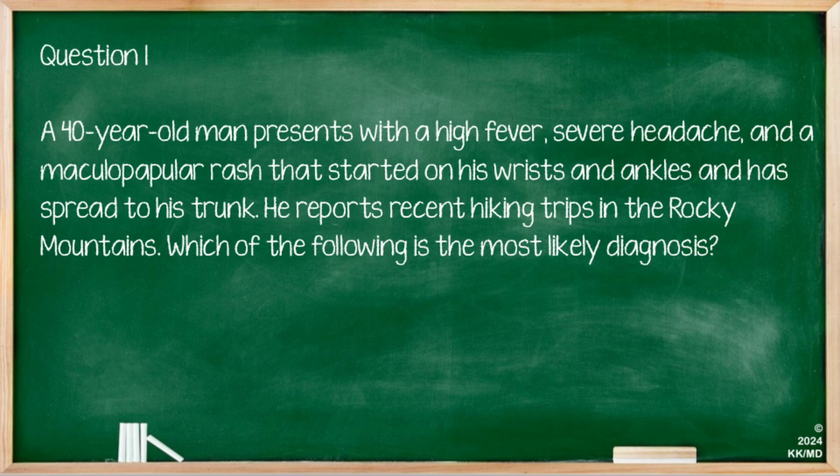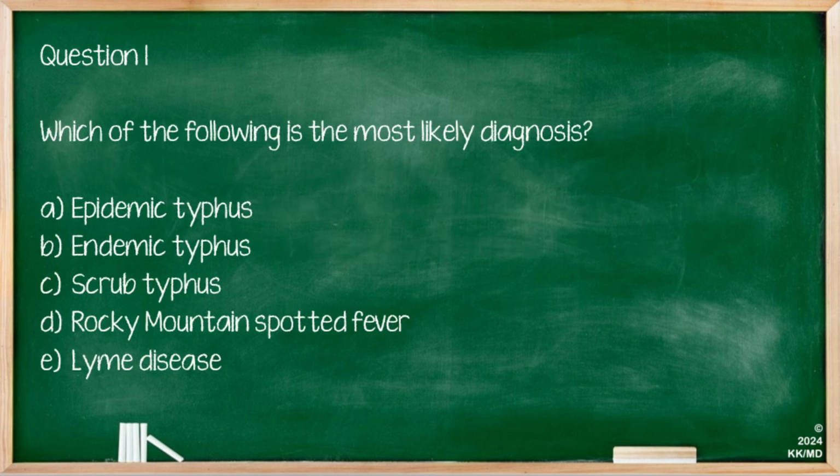A 40-year-old man presents with a high fever, severe headache, and a maculopapular rash that started on his wrists and ankles and has spread to his trunk. He reports recent hiking trips to the Rocky Mountains. Which of the following is the most likely diagnosis? Option A is epidemic typhus. Option B is endemic typhus. Option C is scrub typhus. Option D is Rocky Mountain spotted fever. And option E is Lyme disease.